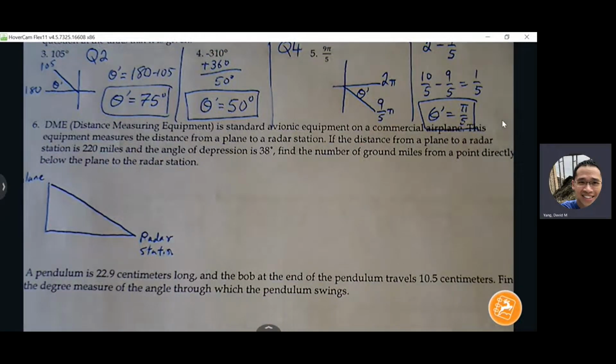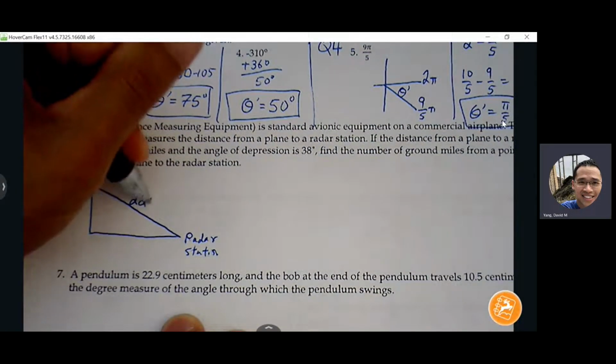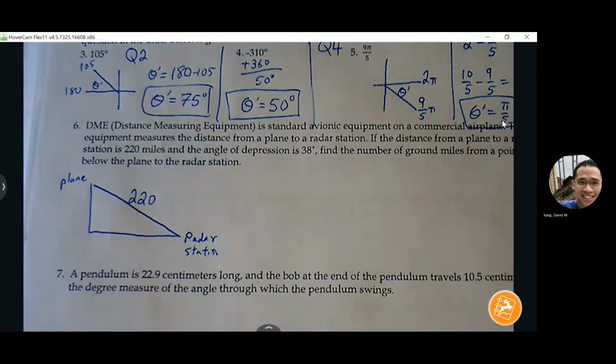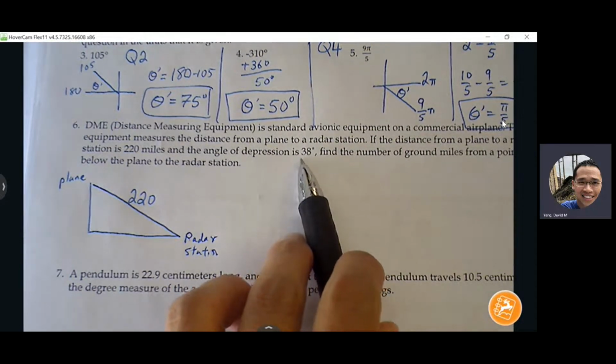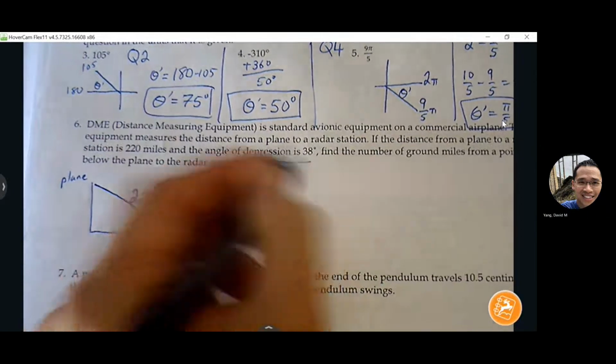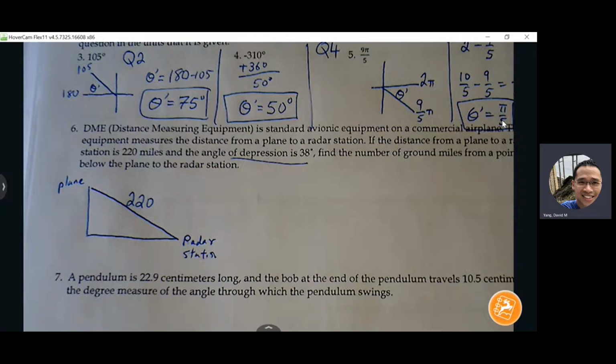Distance between the radar station and the plane is 220 miles. Angle of depression is 38 degrees. Okay, where do we put the angle of depression? At the top. Bottom, same spot as angle of what?